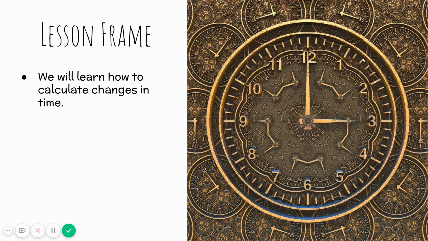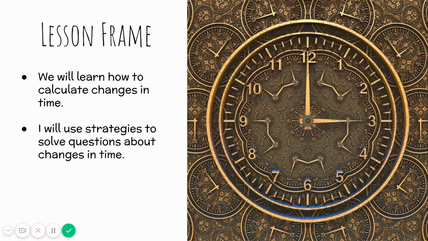Our lesson frames for today. We will learn how to calculate changes in time. You will use strategies to solve questions about changes in time. Our strategy that we're going to be practicing in our online learning classroom for elapsed time is using a number line. Now, there are different strategies. I want you to attempt the number line strategy because, in my opinion, I've noticed that it's the easiest for third graders and you tend to be more accurate with the number line. However, just like when we're doing multiplication, division, all the things in the classroom, I know sometimes we prefer other strategies. So if you have another strategy in mind that works, you may definitely use your strategy when you problem solve, but I would like you to give the number line a try.